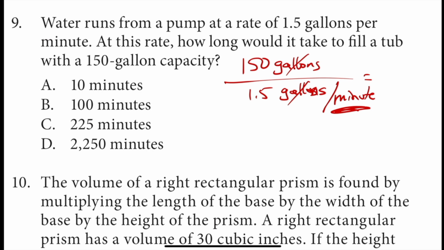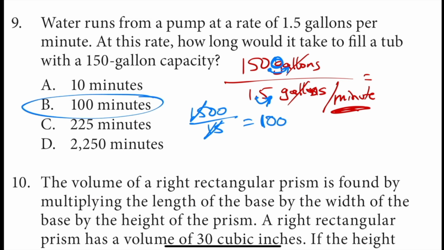150 divided by 1.5. To get rid of the decimal, guys, you move it to the right once, but then the number on the top has a decimal place right there. If I move the bottom to the right once, I have to move the top once. So this is the same as 1500 divided by 15. I hope that's clear. Then 15 divided by 15 gives you 1, and you have 2 more zeros, therefore the answer is B.